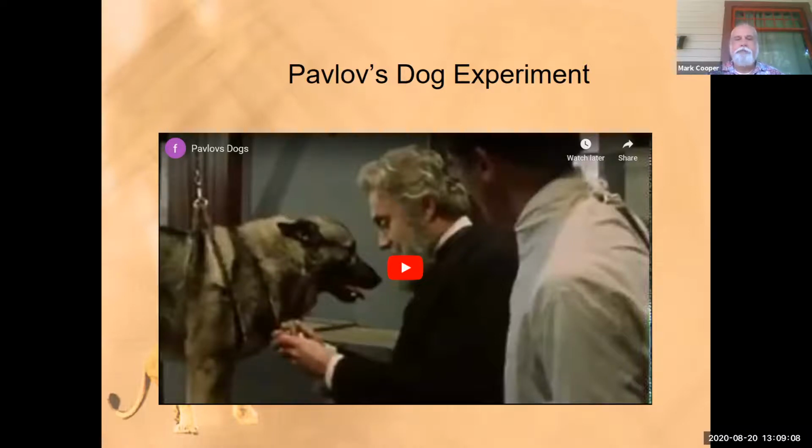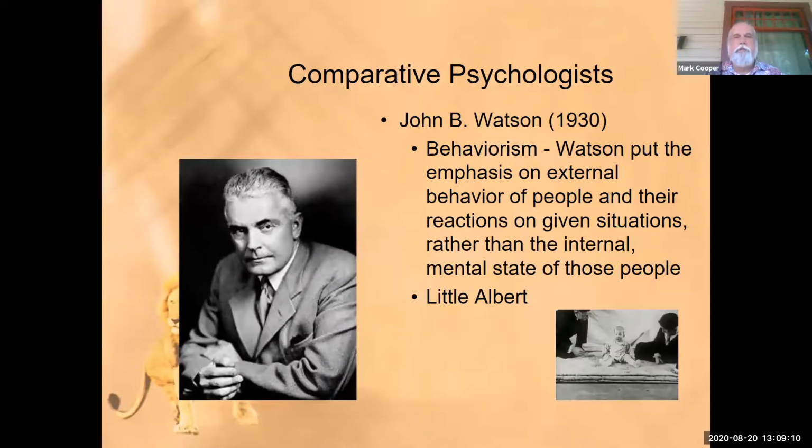All right, the next one is John B. Watson. He is known for what's called behaviorism, and he believes that the external behavior of people and their reactions to given situations, you could actually change. And he is famous for something you can't do today, but basically harassing a little kid. The little kid is named Albert, so it's the little Albert video.